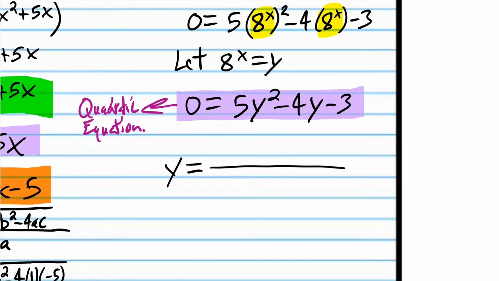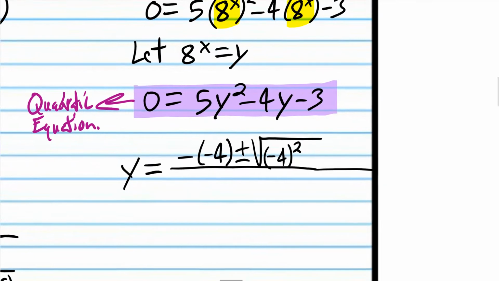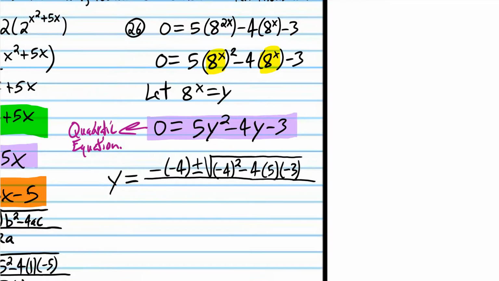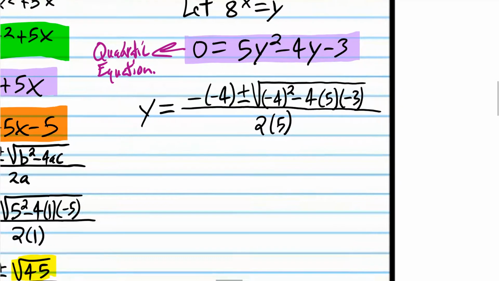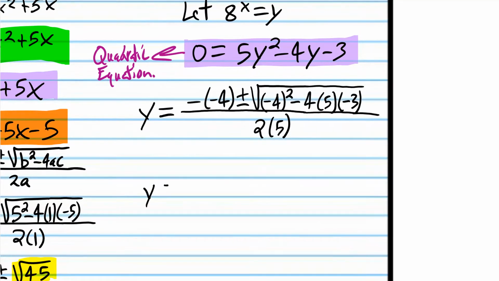And so we have -b plus or minus the square root of b squared, and be sure to use parentheses with the negative when you're squaring it, minus 4 times a times c, all over 2 times a. And notice that we're using y instead of x because we're trying to find y first.